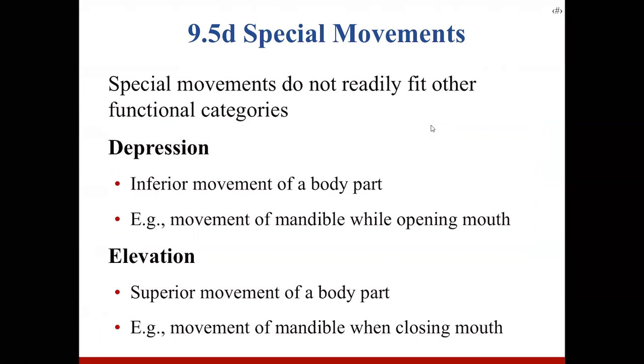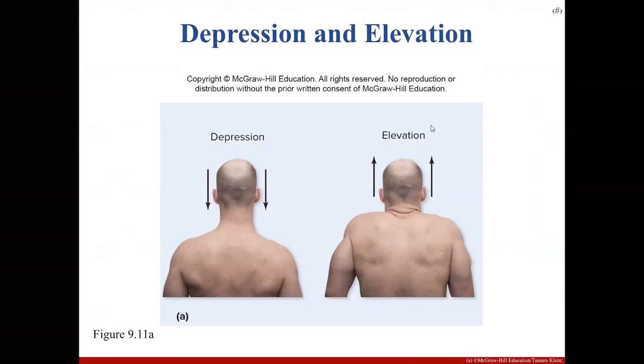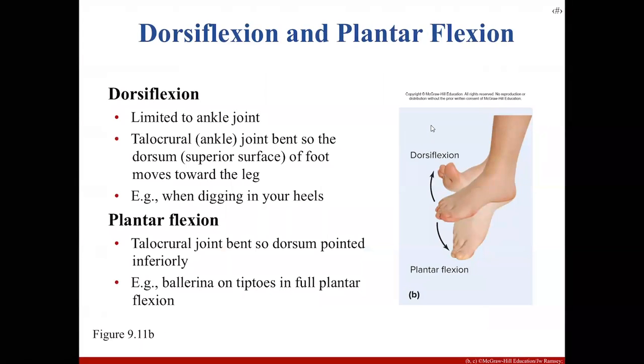Special movements. Depression is when you move something down, like lowering your mouth. Elevation is when you're raising something. Here's shrugging your shoulders. Depression is when you're pushing them down, trying to relax and take a deep breath, and elevation is when you're all tensed up and your shoulders are up. Now your foot. Dorsiflexion is when you pull your toes up and your heel is down, whereas plantar flexion is when you're standing on your tiptoes.